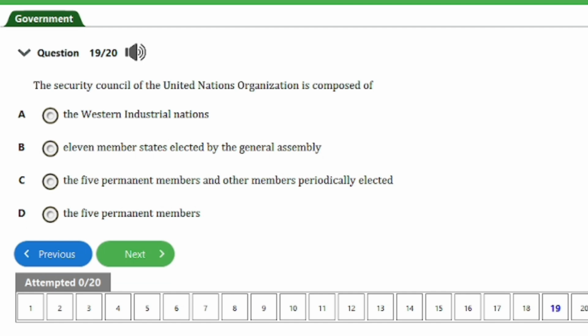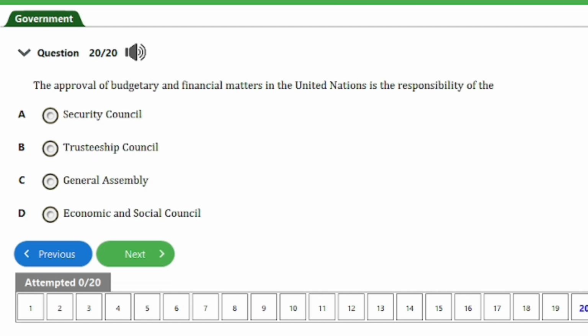So let's head on to the next and last question for this video, guys. Alright, we have here question number 20 of 20, guys, and it says, the approval of budgetary and financial matters in the United Nations is the responsibility of the A, Security Council, B, Trusteeship Council, C, General Assembly, D, Economic and Social Council. So guys, the answer to this question is option C, that's the General Assembly, and that's it for this question.